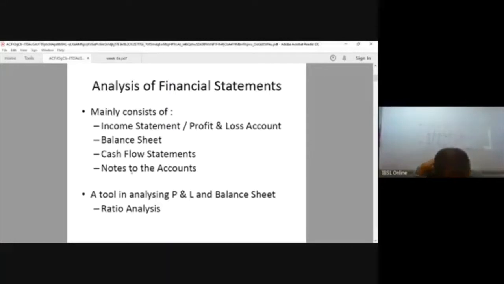You have a 40-mark question here, looking at your income statement, balance sheet and cash flow statements, and then on your ability to do a ratio analysis and come out with your suggestions.